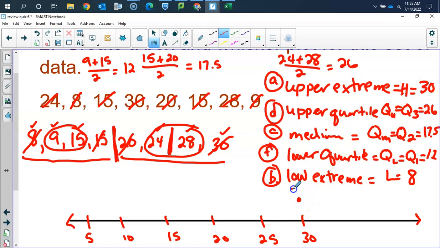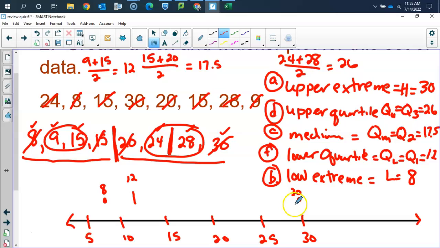Put a dot there, label it 30, that's the high point. Put a dot right about where 8 would be and label it 8. Those are my two endpoints. Now, go to your 3 quartiles. The lower quartile is 12, so I'd go to about where 12 is, draw a line, label it 12.